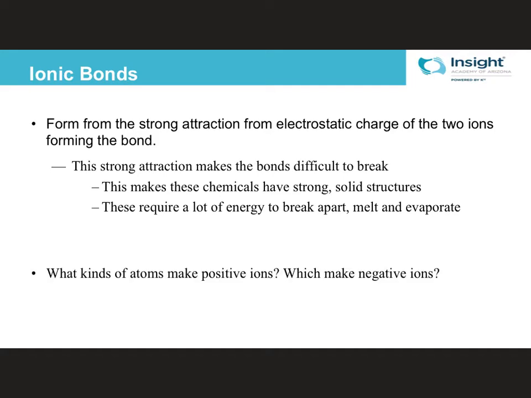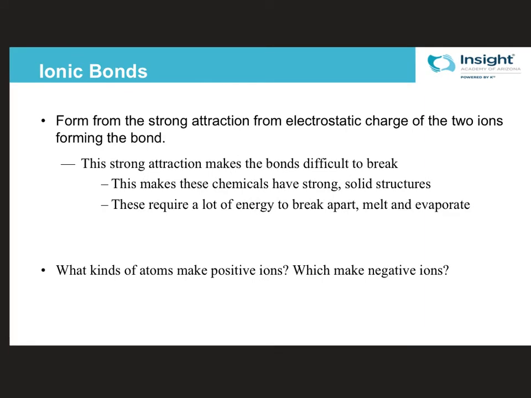So, quick review here. What kinds of atoms make positive ions versus what kinds of atoms make negative ions? And a hint you may want is think in terms of metals versus nonmetals. Metals make positive ions and nonmetals make negative ones.